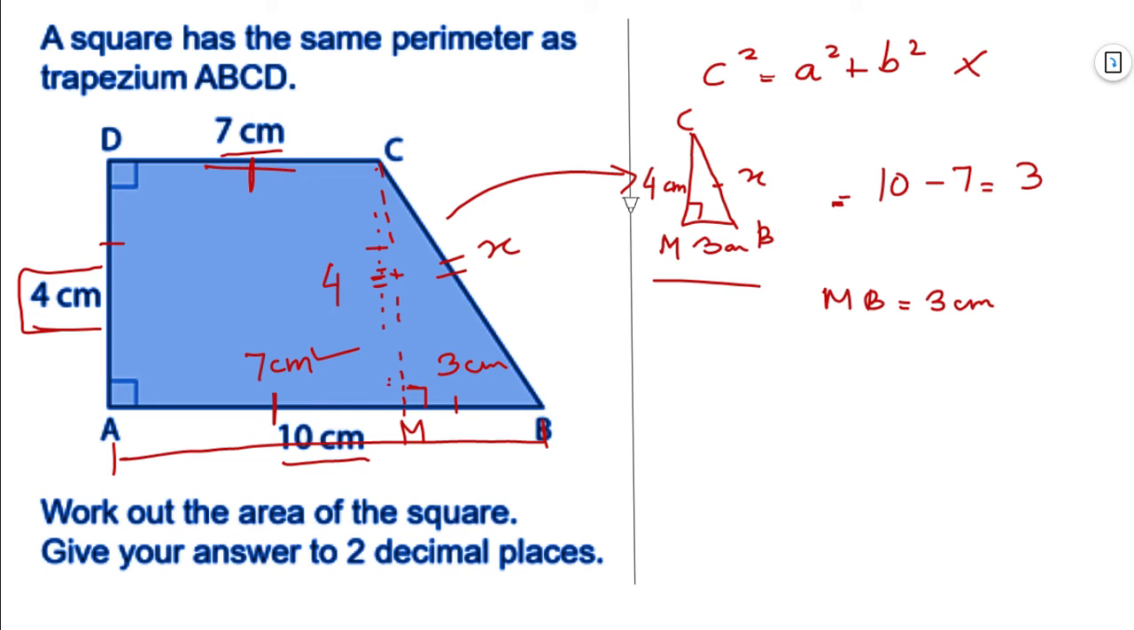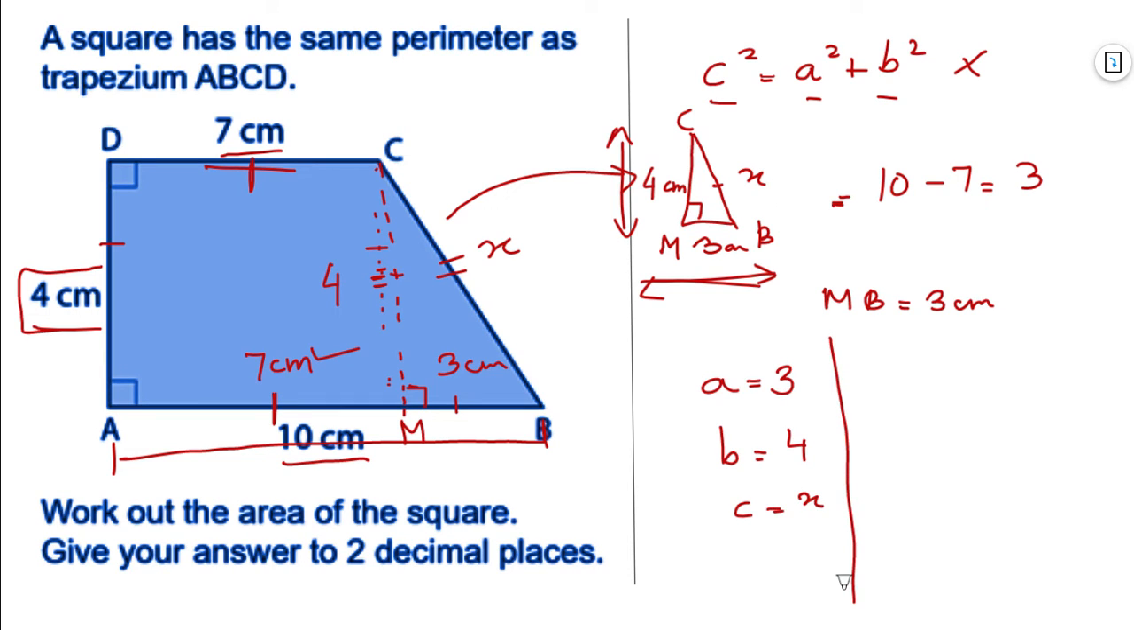Now, moving on, I can figure out what's my C, what's my A, and what's my B. Again, you must remember that A and B are the horizontal and the vertical sides. So I could take my A equal to 3, my B equal to 4, and my C equal to X. Now let me put this information in my Pythagoras theorem formula.